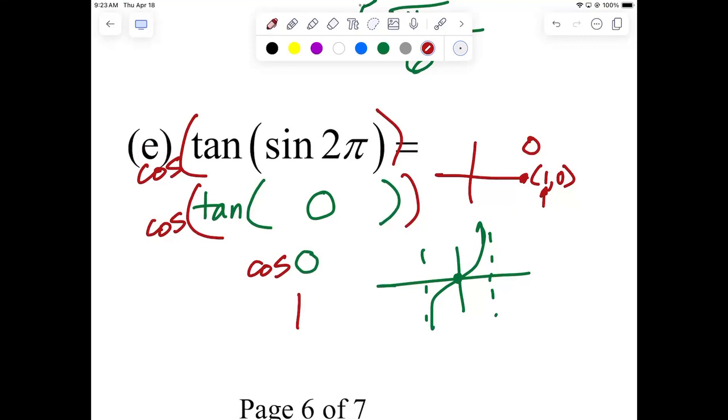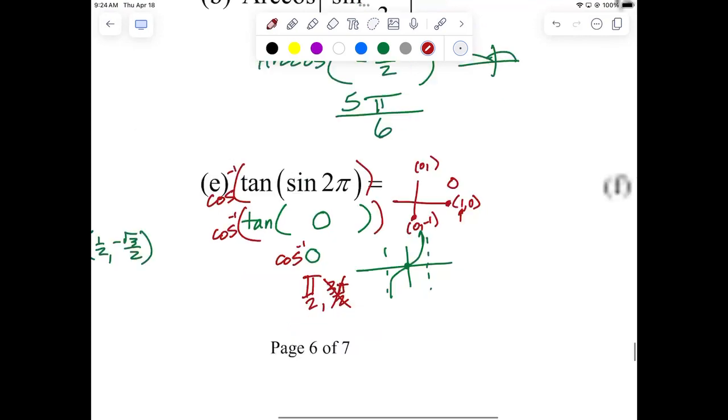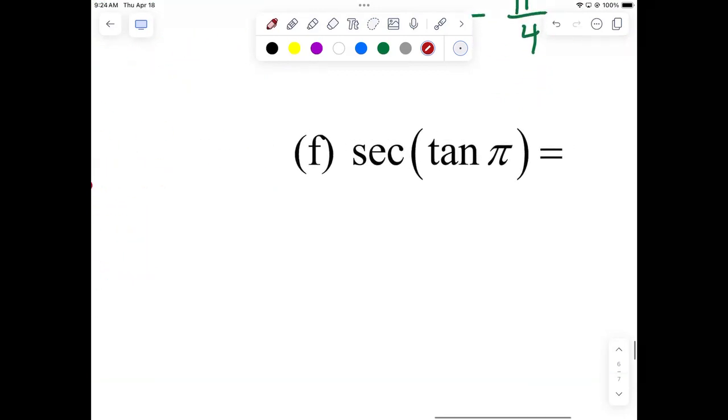I think you're thinking, where is cosine 0? Cosine is 0 up here. So if this were inverse cosine of 0, let's talk about that. If that were inverse cosine of 0, that would be pi halves or 3 pi halves, which is down here. But which of those is in the principal value range? Pi halves. So 3 pi halves would be out. So then the answer would be pi halves instead of 1. You see, as long as I'm stringing these along layer by layer and you can work from the inside out layer by layer, you're good. Okay, y'all try this one by yourself. Secant of tangent of pi.